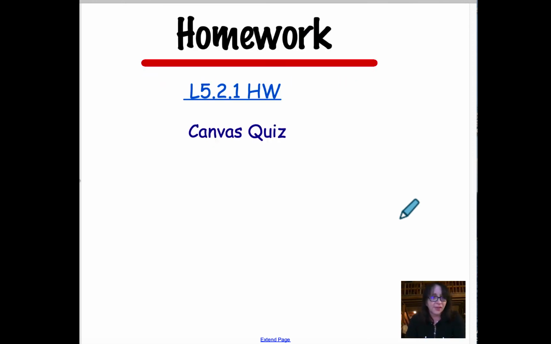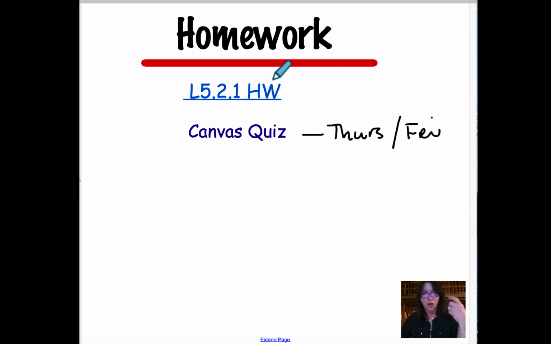Your homework is a Canvas quiz that we're going to be taking Thursday and Friday, which is not Monday and Tuesday. So that did get extended to Thursday and Friday. So this right here, that's going to be Thursday, not Monday and Tuesday, but Thursday and Friday. And then this is your homework right here, along with the homework from the Pythagorean triples. All right, which is L5.2.2. So you're going to be doing both of these tonight.